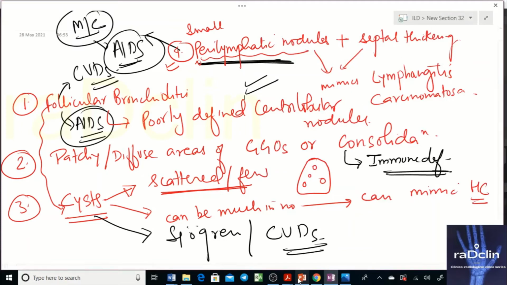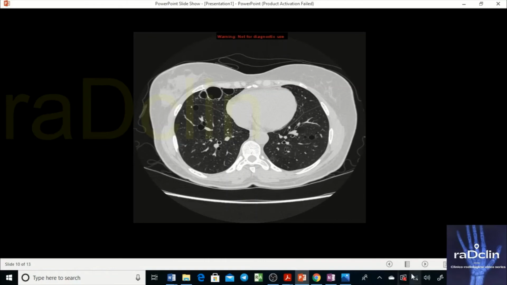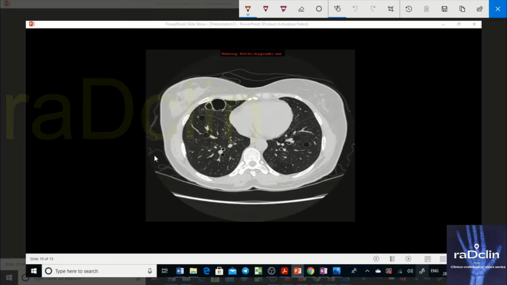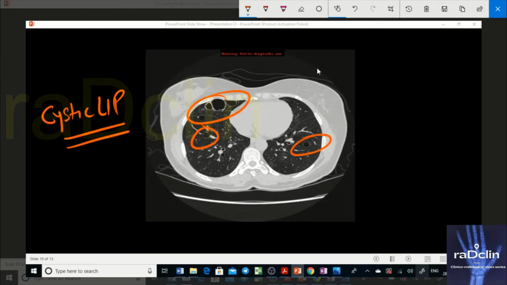So we have a few images here. Look at this image. Now you can clearly see the thing that I was saying, the cystic pattern of LIP. I was discussing cystic LIP. Cystic LIP, look at the cyst. These are the cysts. The wall is a little bit thick. This is scattered. So this was a case of Sjogren syndrome, a diagnosed case of Sjogren syndrome. Okay, cystic LIP.